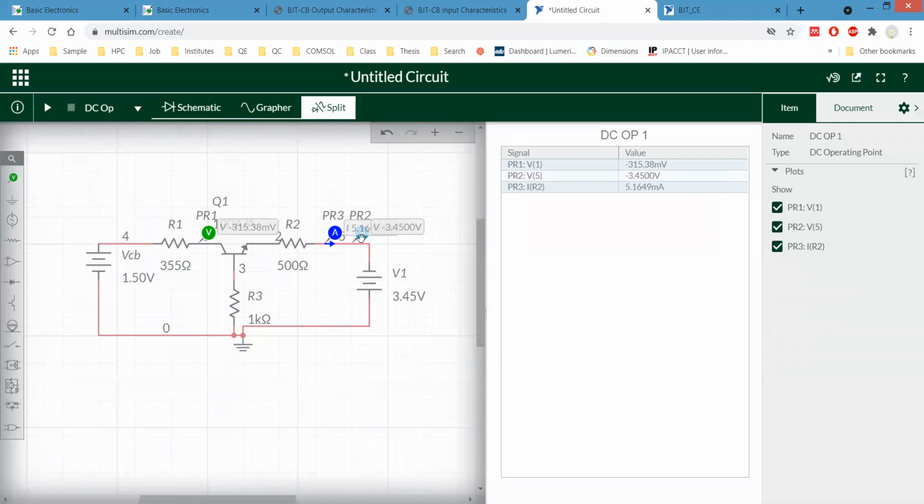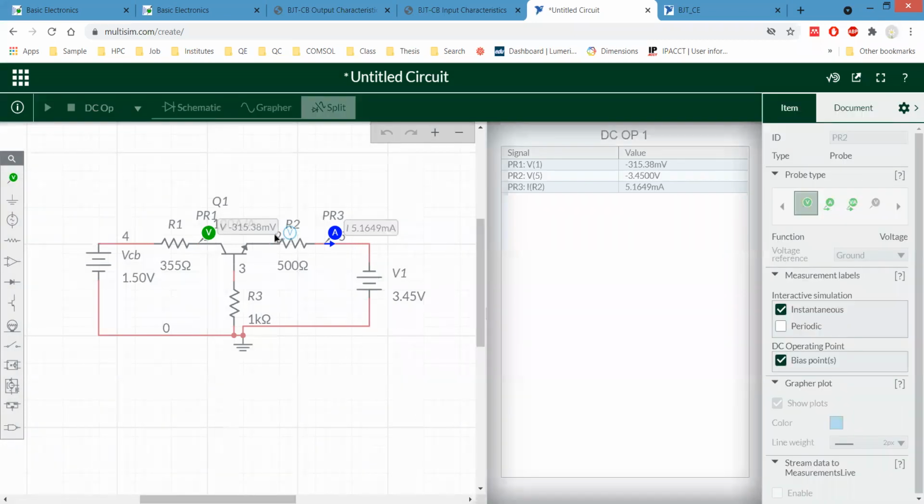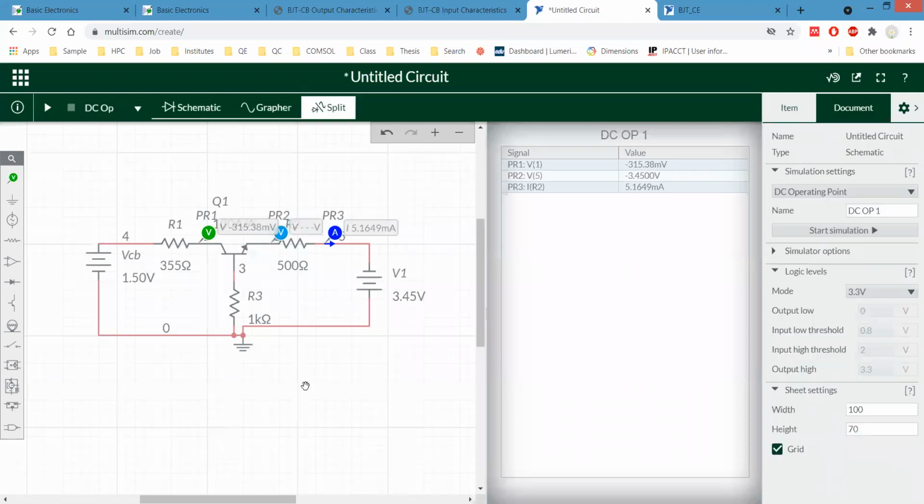Thank you. Thank you very much. Who has mentioned this one? Vignesh, you have mentioned this one? Yes, sir. Okay, thank you.